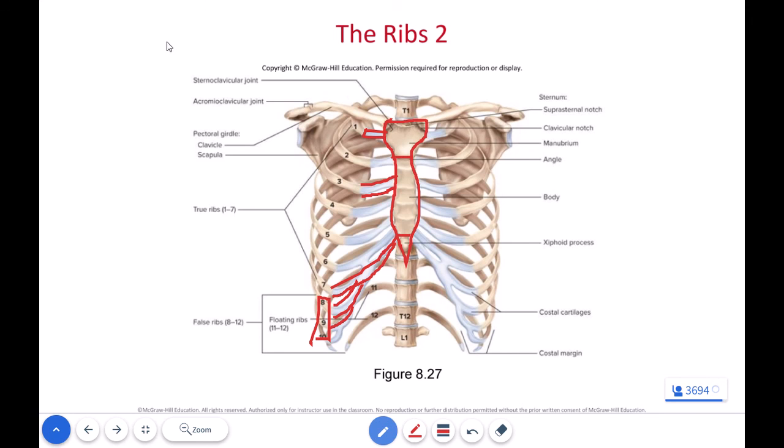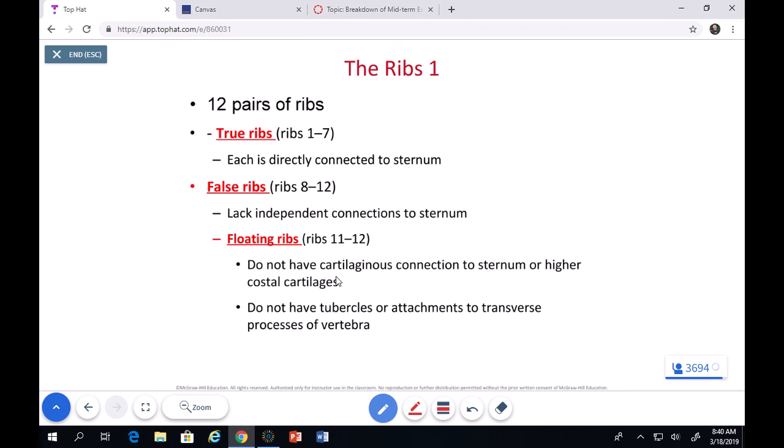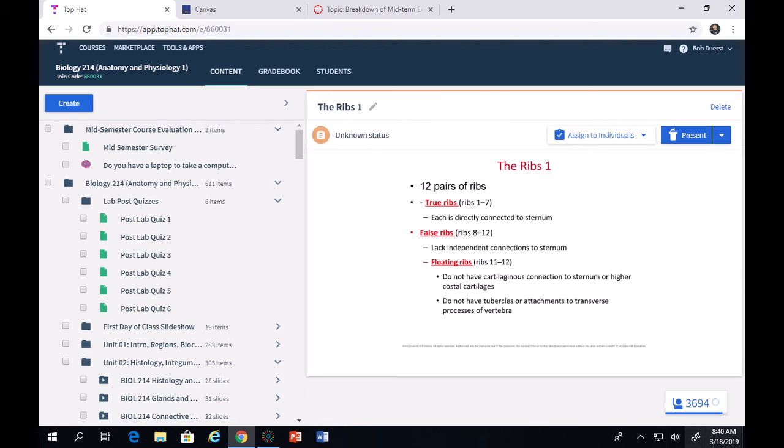But the last 2 ribs, ribs 11 and 12, don't have any cartilage or connection points associated with them. And those are referred to as the floating ribs, which are visible down here. And you really can't see the end of rib 11 from this anterior view, but both ribs 11 and 12 are going to be the floating false ribs. And that is all we have for the axial skeleton. Let's stop our recording.